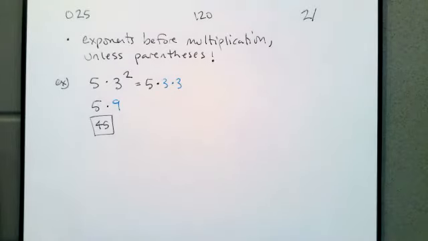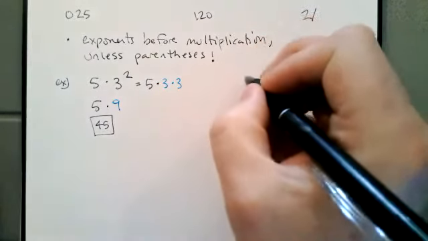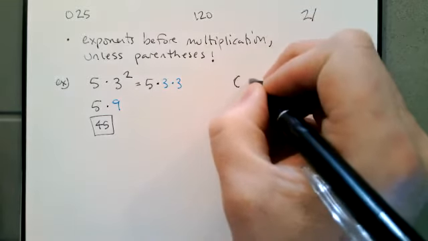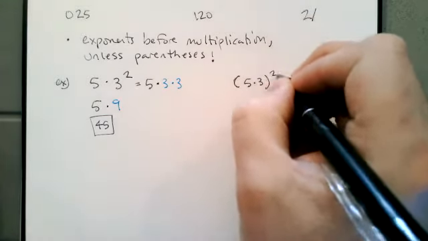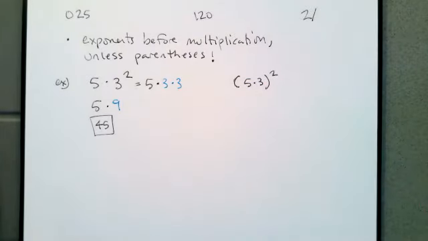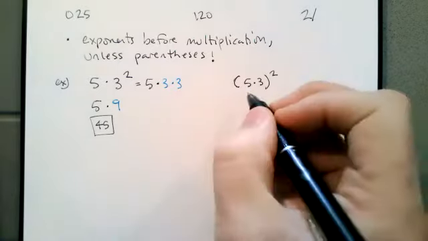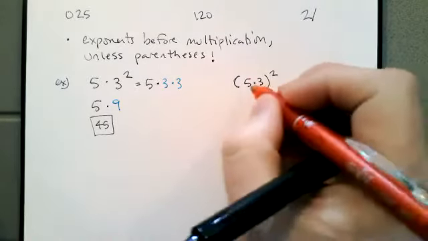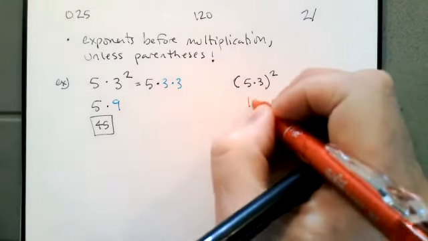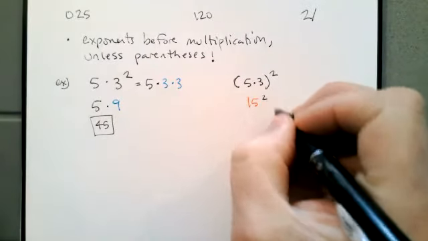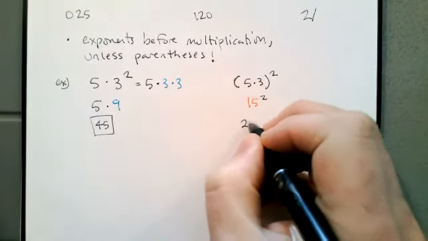If my expression came out 45, I'm like, oh, hang on. I wanted the 5 to be squared first. I wanted this multiplication to go first. Then we'll have to use parentheses. So, unless parentheses. If I want the 5 times 3 to go first, I would have to write it this way. Now the parentheses say, do the 5 times 3 and square the result. So now I have a different expression. 5 times 3 is 15. And then we'll square the 15, and that's 225.